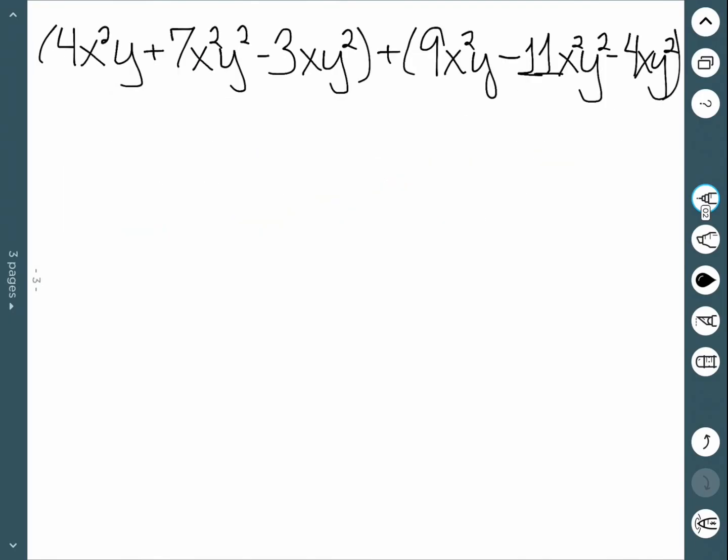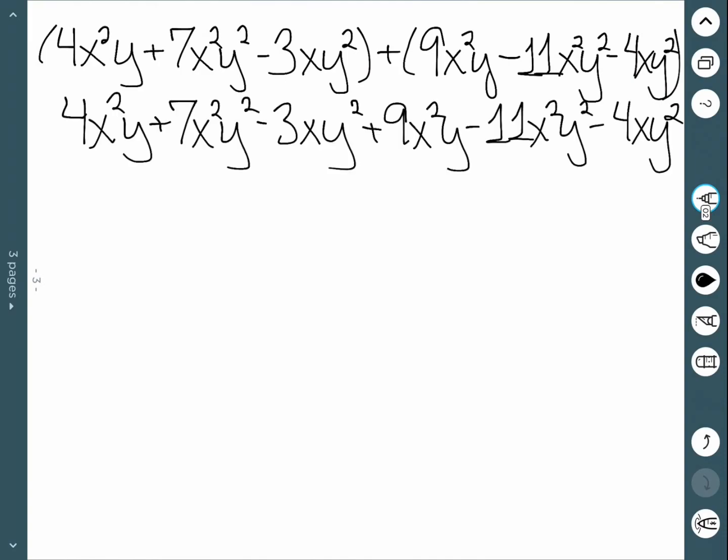This time we have two variables, but ultimately that's not going to change anything. Once again, the parentheses are not necessary when adding, so we're going to go ahead and drop those. And then we can combine like terms. The important thing to do here is to pay attention to the exponents on both variables. They both have to match to be considered a like term. So let's start with the x squared y's. I have two x squared y terms, a 4x squared y and a 9x squared y. And 4 plus 9 is 13, x squared y.